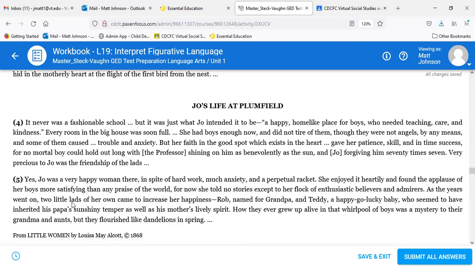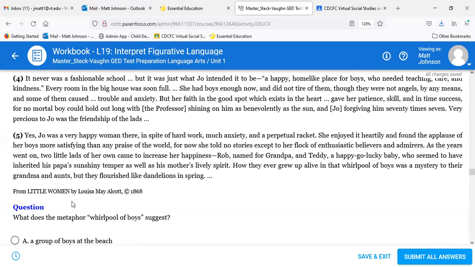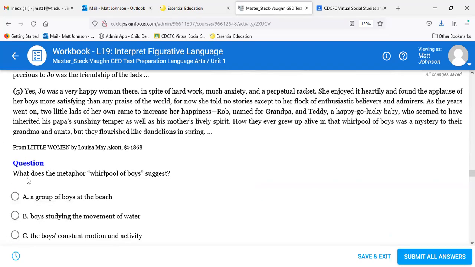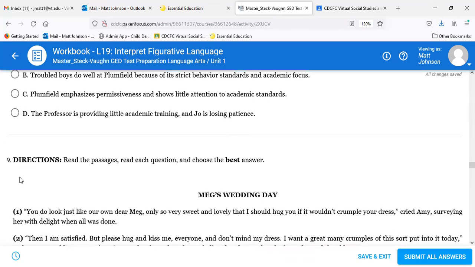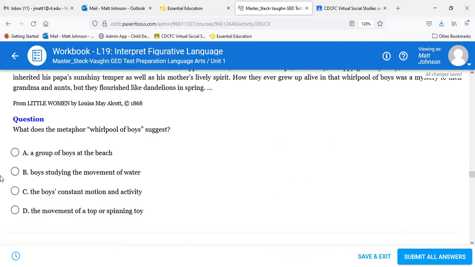Okay, and Meg's wedding day again. Let's see here. Etta, you want to take number 8 for it? Or no, I'm sorry, is this number 9? What does the metaphor "whirlpool of boys" suggest? A, a group of boys at the beach. B, boys studying the movement of water. C, the constant motion and activity. Or D, the movement of a top or spinning toy. C. Yeah, that explains boys pretty well, doesn't it?